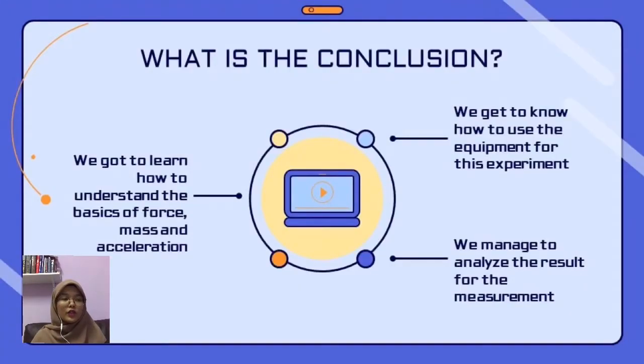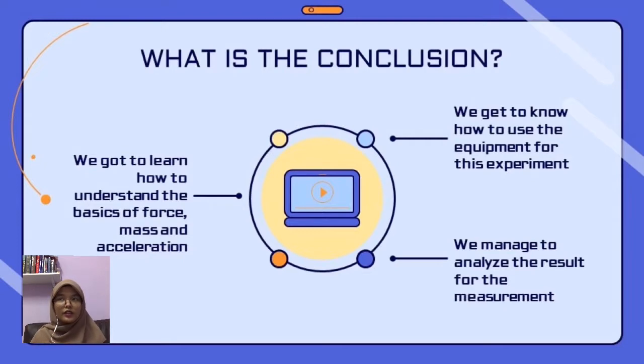So we've come to the end, whereby we are going to be talking about the conclusion for this video. Based on what we learned from this experiment that we've done, we understand the basics of force, mass, and also acceleration, which is Newton's second law. We also got to know how to use the equipment for the experiment, and we got to know better how to use them and to actually analyze the results for the measurement.